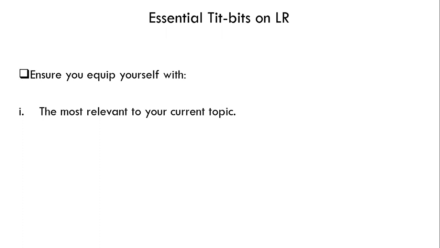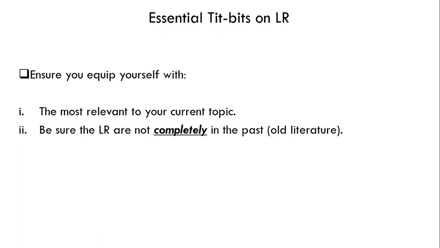You must ensure that the literature that you're reviewing is not only current, but of course relevant to the study. And secondly, you need to be sure that the literature you are reviewing is not completely in the past. By this, we mean that it is not completely old literature. The point here is that while you review literature to kickstart your own writing, it is completely not out of place for you to review literature that has been done in the past.